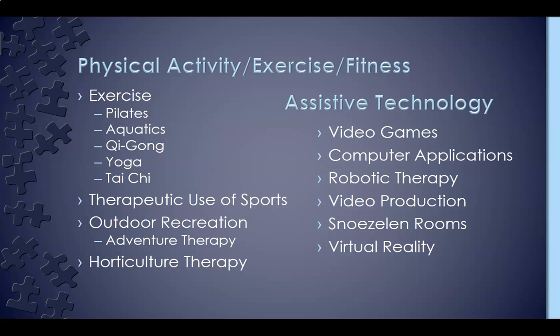Outdoor recreation includes activities such as hiking, biking, mountain climbing, fishing, and camping. Adventure therapy uses interventions such as ropes courses that include an element of danger to assist with problem-solving, decision-making, and communication skills. Horticulture therapy uses plants as a therapeutic intervention.